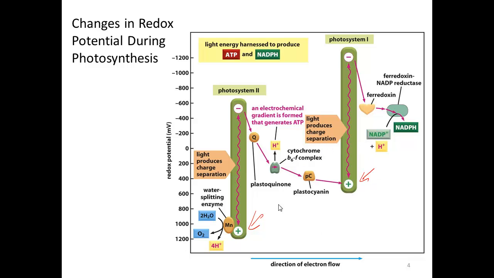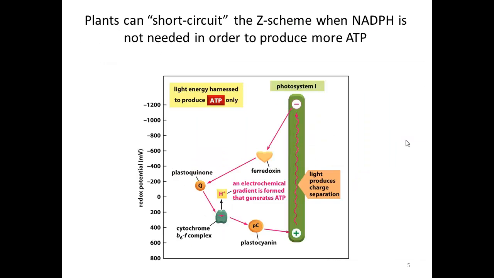If you pursue that, you have a fixed ratio of ATP production to NADPH production. But there are times when the cell might need either more ATP or more NADPH. So the plants have evolved a short circuit, if you will, using a protein called ferredoxin to only shuttle electrons in photosystem 1.